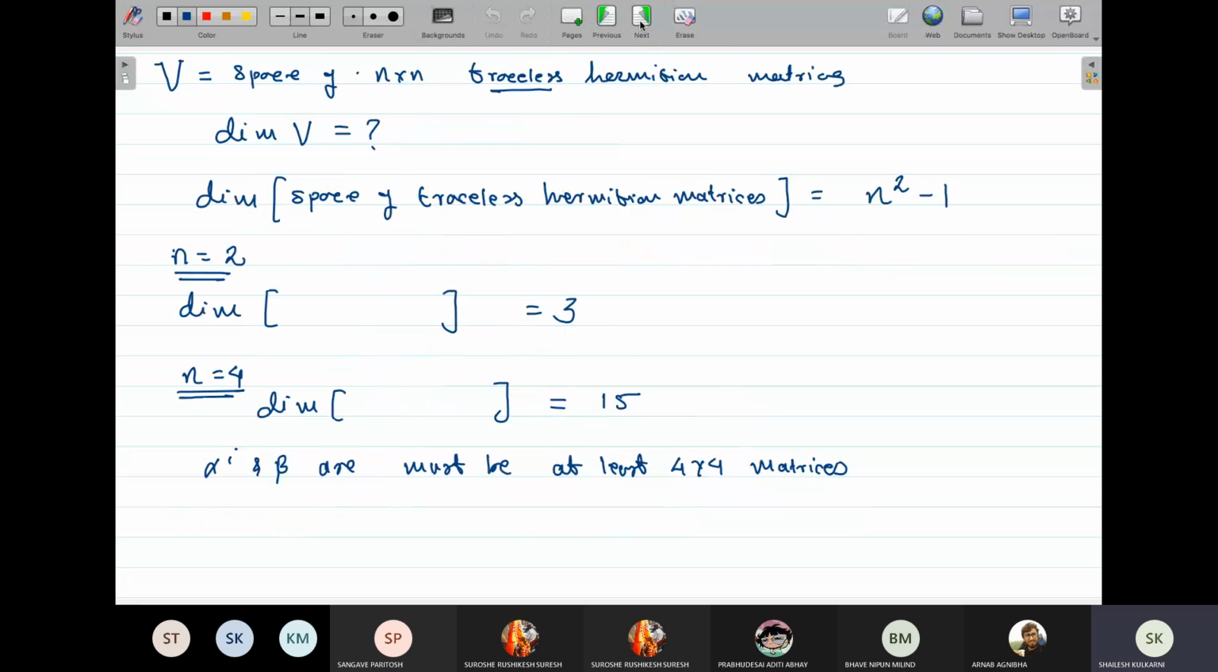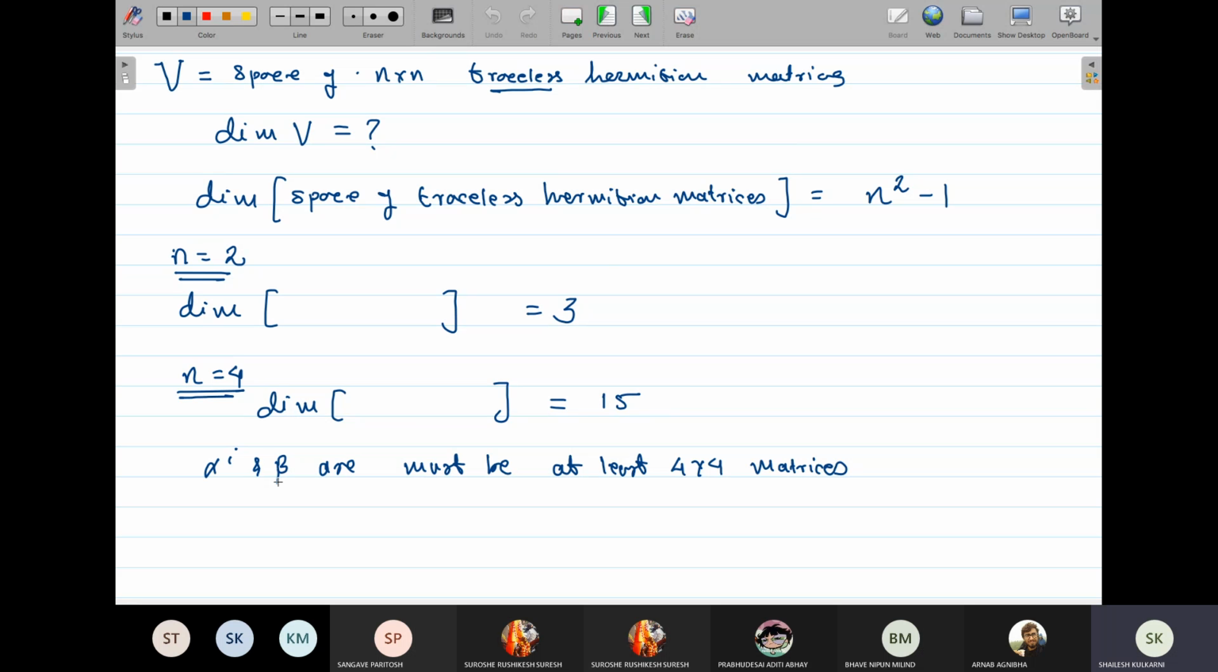Now let us consider the space of traceless Hermitian matrices. That space has dimensionality n square minus 1. If n equals 2, then the dimensionality of this space is 3. That means I cannot have 4 linearly independent vectors in a 3-dimensional space, right? So I cannot have 4 linearly independent 2 cross 2 traceless Hermitian matrices. So the next minimum dimension is n equal to 4. The dimensionality of that space is 15. Now in this space, I can easily accommodate 4 linearly independent matrices which are traceless and Hermitian.